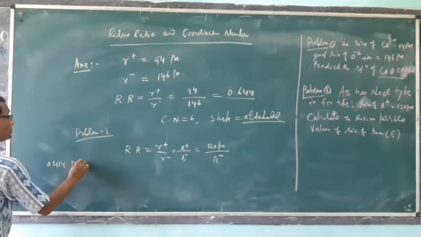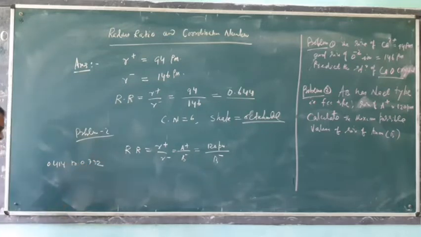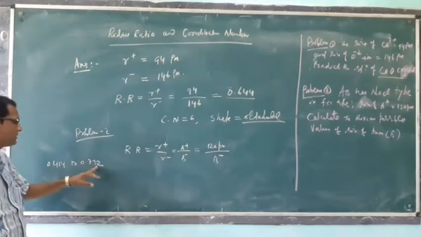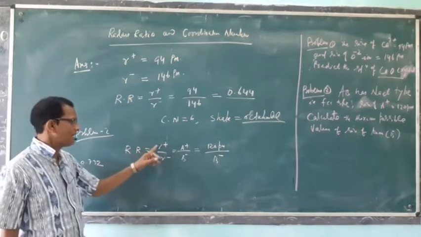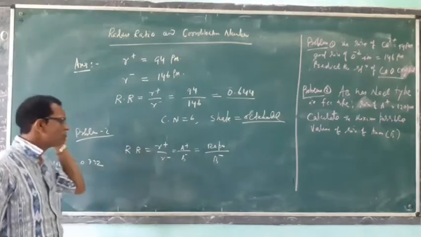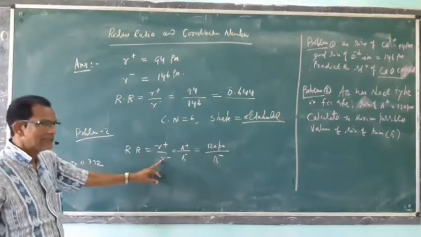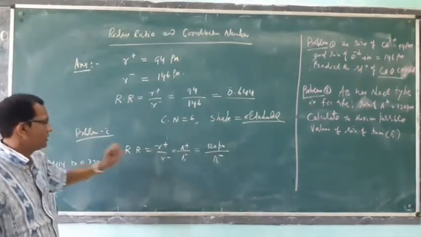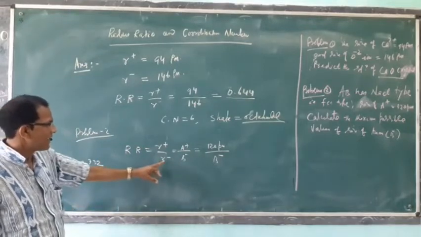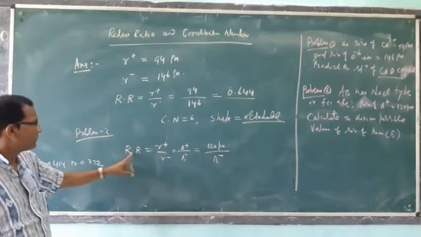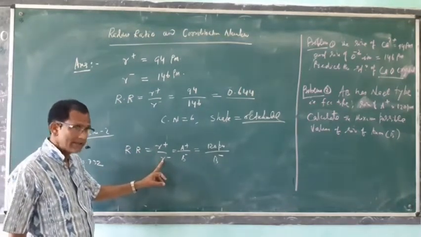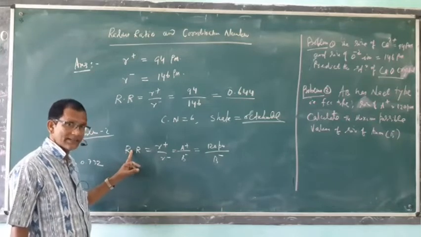0.414 to 0.732. This is the maximum value, this is the minimum value. Coordination number is cation to anion ratio, just you see, if anion size increases, look at the relation here. If anion size increases, radius ratio decreases.